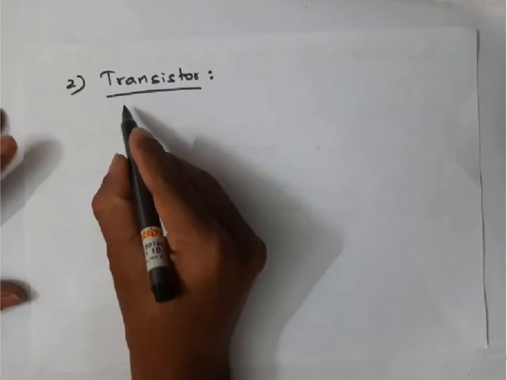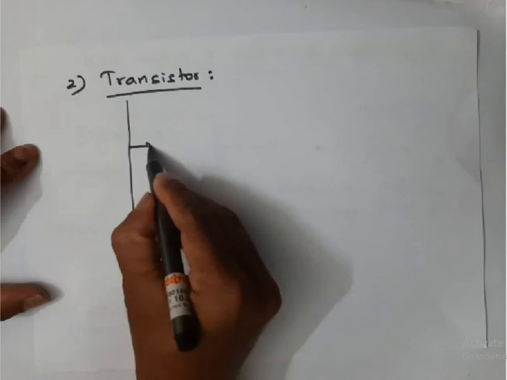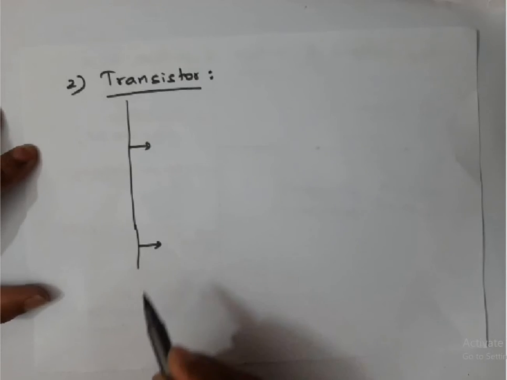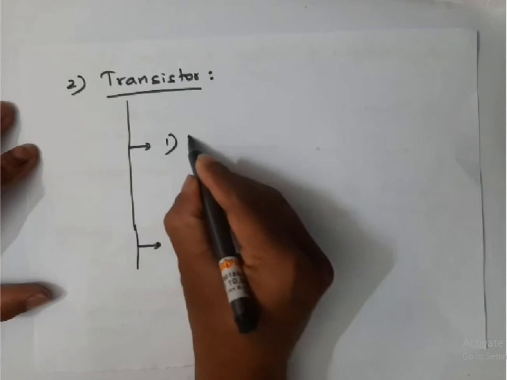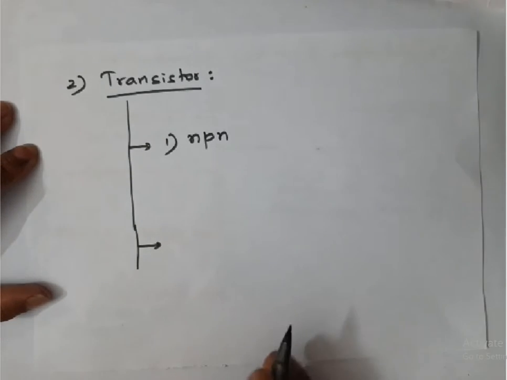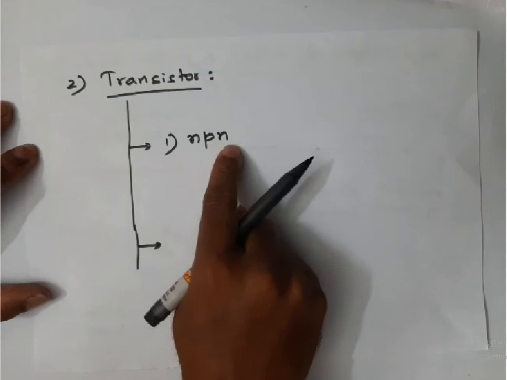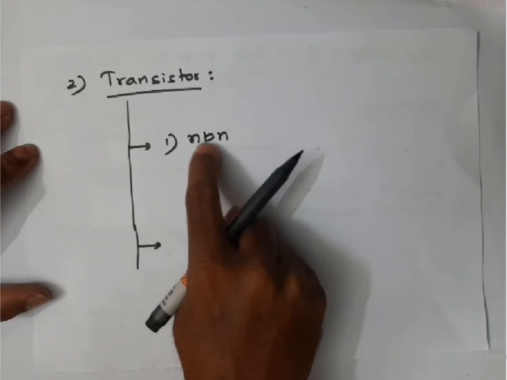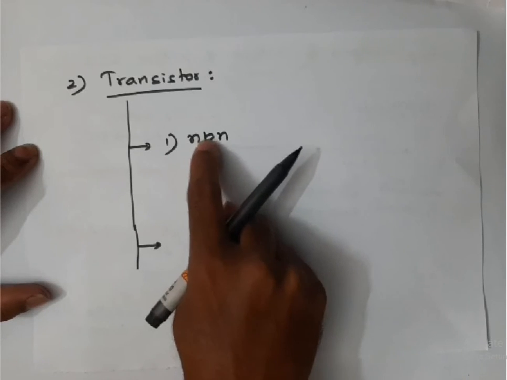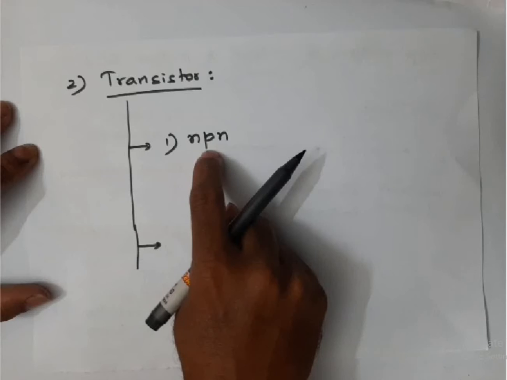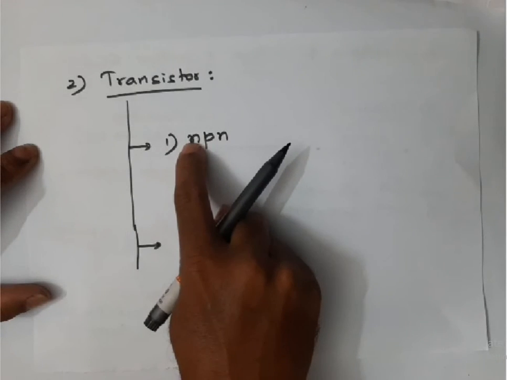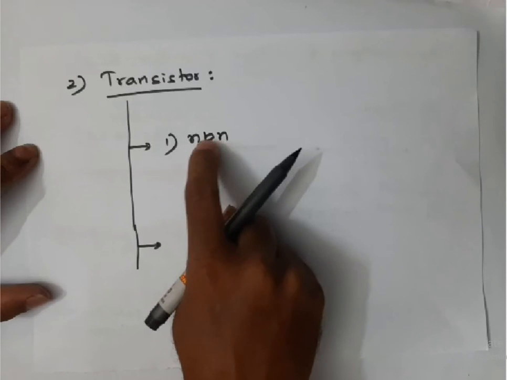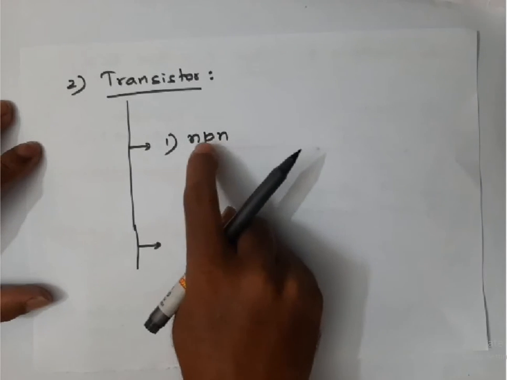So in transistors we have two types of transistors. One is the NPN transistor, 2n semiconductors, and between them we have a p-type. We have three layers. The middle layer is the p-type, and the top layer and bottom layer are N type. It is called an NPN transistor.